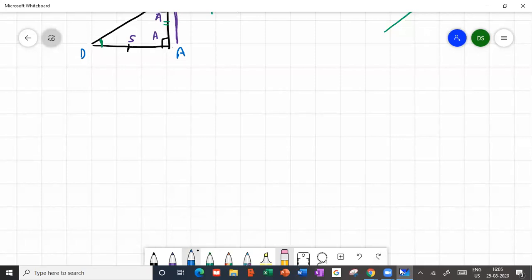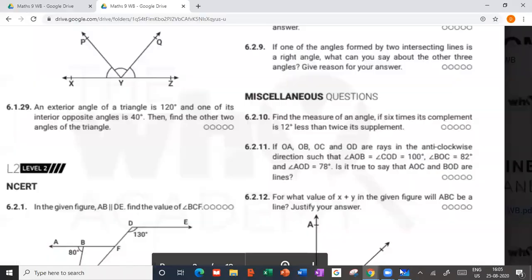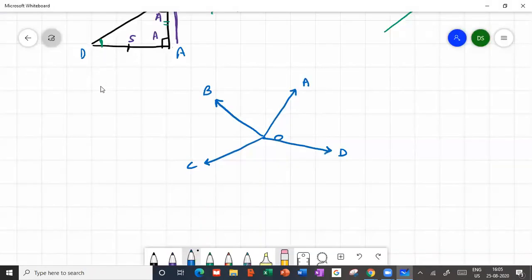Okay, so let's just start with the point O. Suppose this is OA, then they will say OB will come here on the left. This will be OC, and this will be OD. Okay, maybe I'll make it something like this. Yep, OD. Okay, then what are they saying? Okay, let me just write the question number.